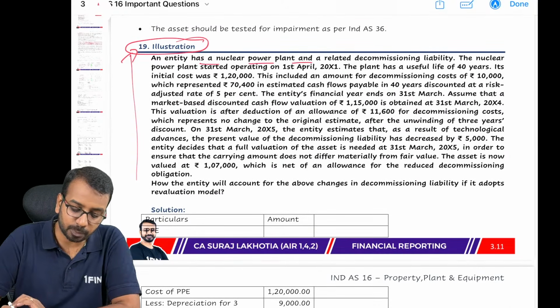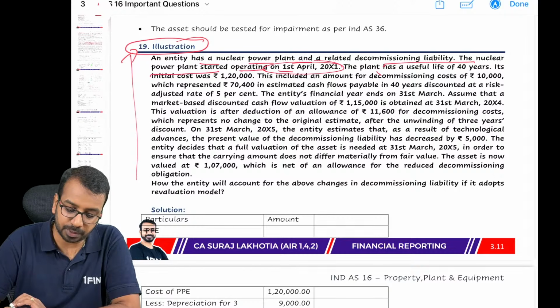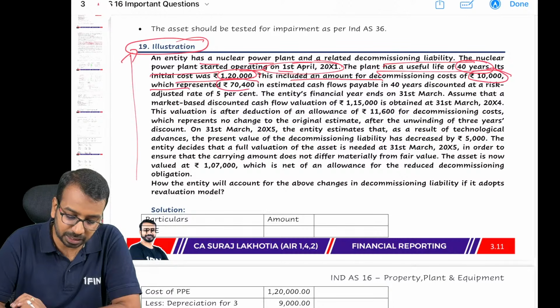Entity has a nuclear power plant and decommissioning liability. The nuclear plant started operations on 1st of April. The plant has a useful life of 40 years. Initial cost was 120. Included decommissioning cost of 10,000, which represents 70,400 in estimated cash flows in 40 years, discounted at a rate of 5%.